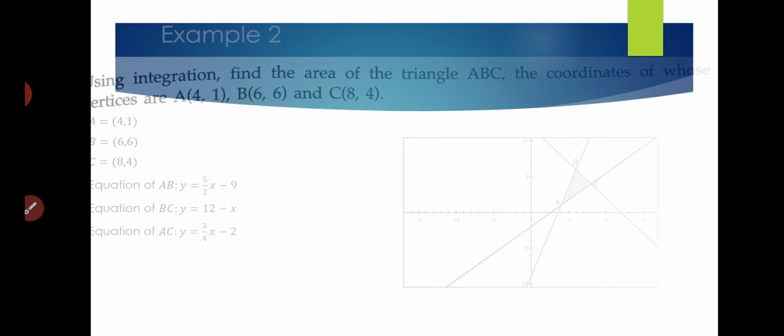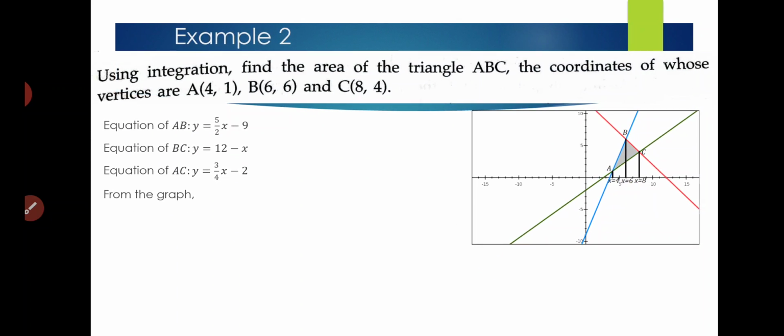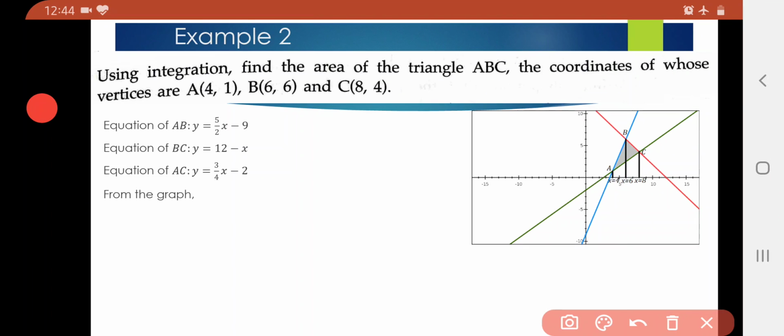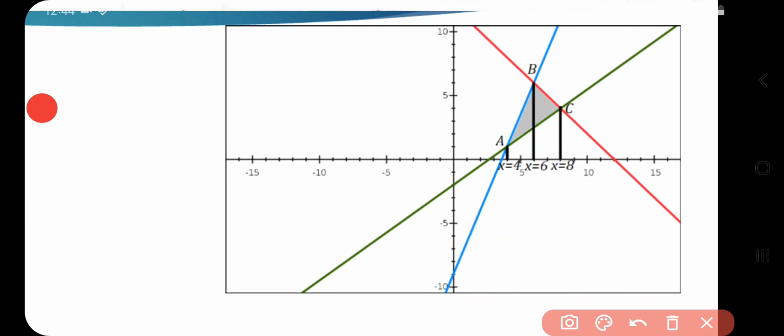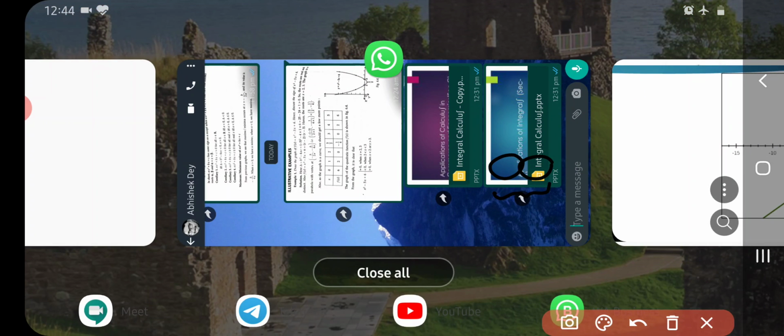See, here we are going to draw these 3 straight lines which are marking the regions which we are going to consider. So if we just zoom in a little bit, it is easy for us to understand. See, this point is x equals 4, this is x equals 6. So from 4 to 6, I am going to integrate AB and minus AC.